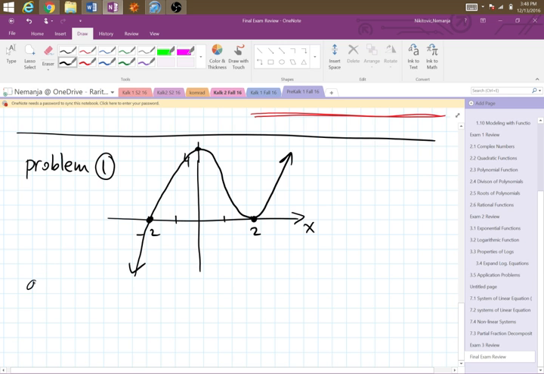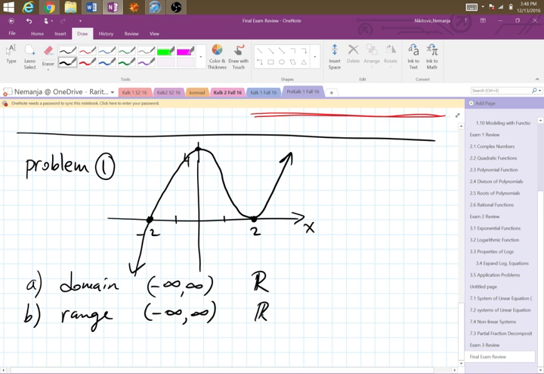First question, part A, is the domain. What's domain? -∞ to +∞, because they both go to the left and to the right forever. Also, you can write double bar R. How about the range? Same thing, good, because they go up or down, so you can use either notation.